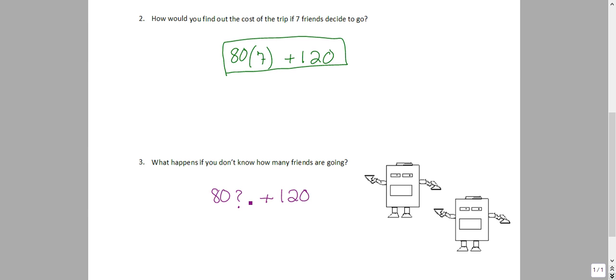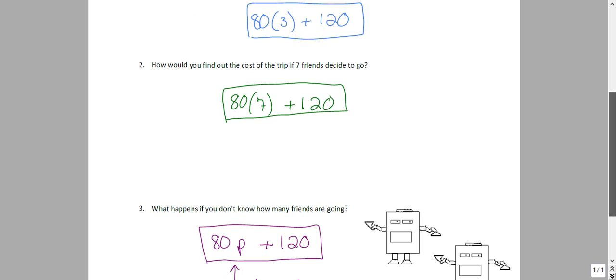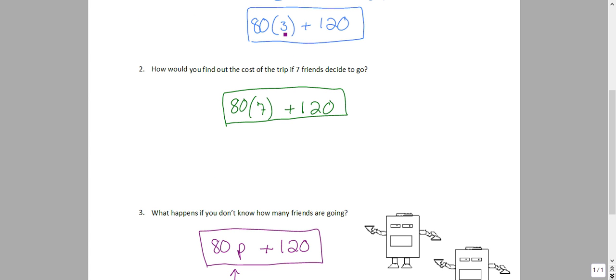Well, in math, anytime in algebra, anytime that you have a question mark like that, we're going to put in what's called a variable. So the piece that I don't know is how many people are going. Well, we don't really like using question marks in algebra, so I'm going to represent the people going by what's called the variable p. So I'm going to get rid of that question mark, and instead I'm going to put in the variable p, which still makes me understand that I don't know how many people are going, but p sounds a little bit better than a question mark, and that's what's called a variable in math. Notice up here, that was the piece that varied. I had 3 friends going. I had 7 friends going. Now I don't know how many are going.